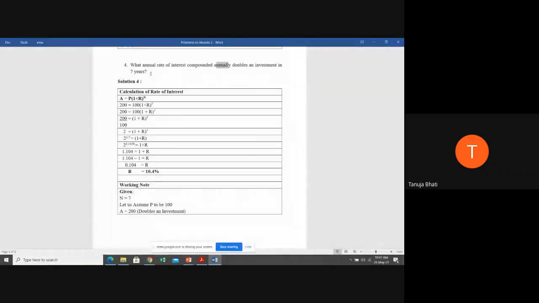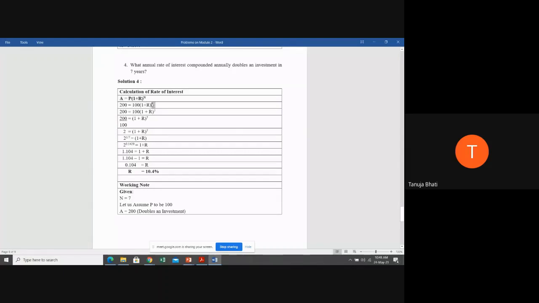First, just see the working note. What is given? N is given as 7. And let us assume P to be 100. And A is 200 because it doubles an investment. Okay. Now, just substitute these particular figures in this particular formula. So A is 200, P is 100, 1 plus R is unknown. We don't know what is R. And that is what we have to find out, and N is 7 years.